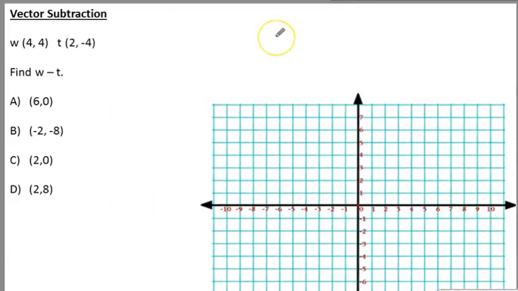So I would like you to try this vector subtraction right now. Vector W has the coordinates of 4, 4. Vector T has the coordinates of 2, -4. I would like you to calculate W minus T and choose one of these answer options here. You can pause the recording while you think about it. Okay, so hopefully you have an answer.